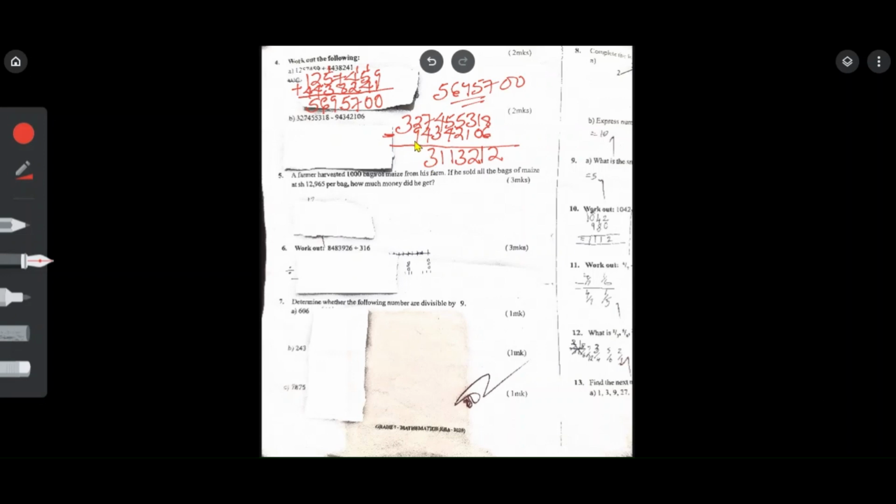And 2 minus 9, this one is impossible, so I have to borrow 1 here. I remain with 2, so that they become 12. 12 minus 9, that one gives me 3. Then here I remain with 3. So my answer is supposed to be like that. You get your 2 marks for getting that.